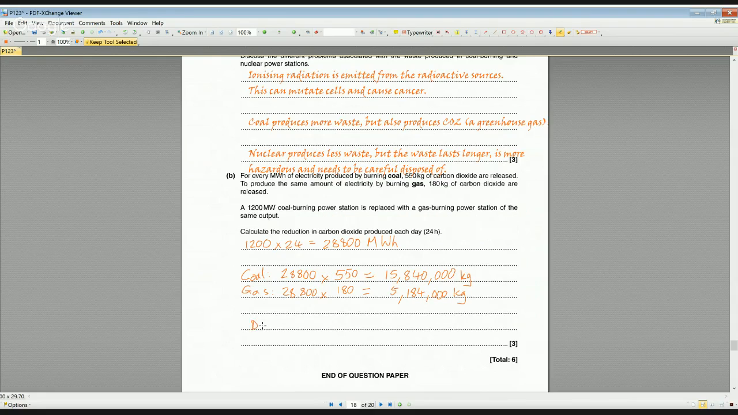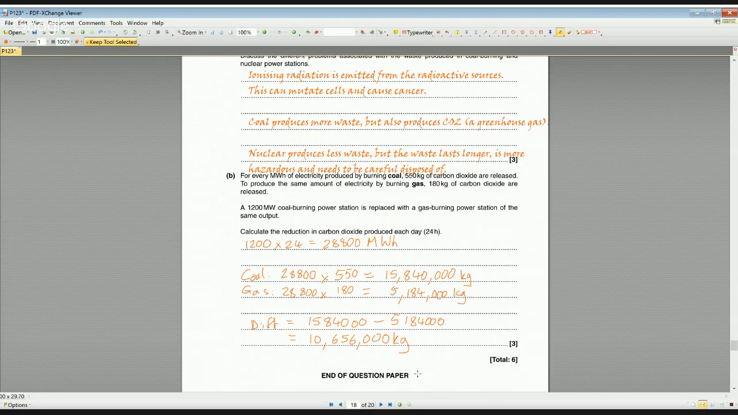So the difference between the two is what we're interested in. So that's 15,840,000 minus 5,184,000, and that will give us a difference of 10,656,000 kilograms of carbon dioxide every day.